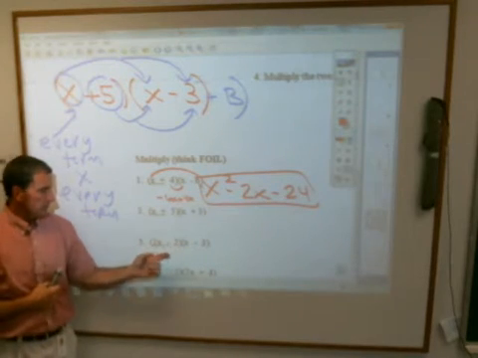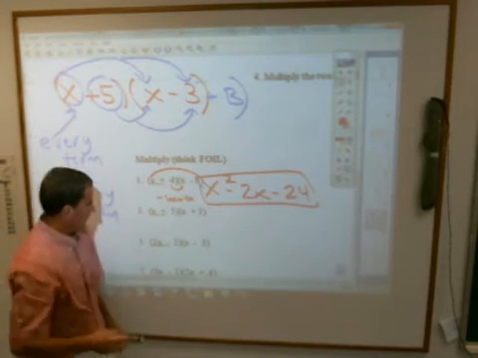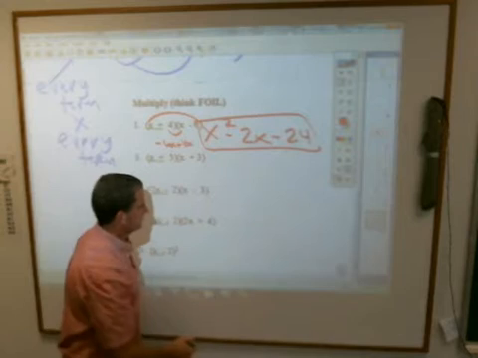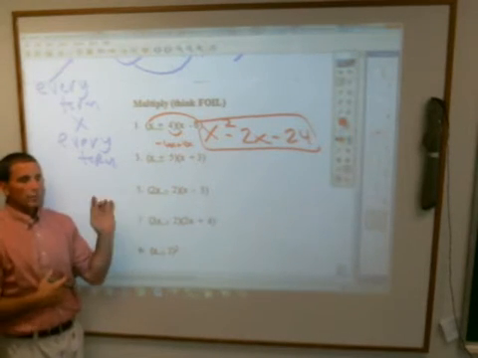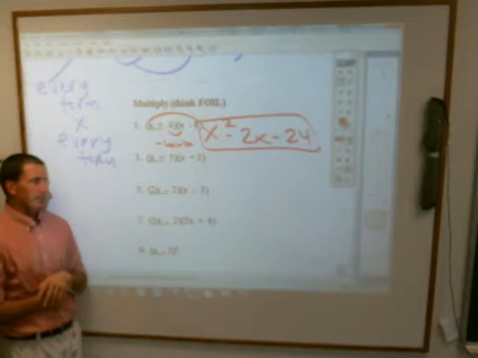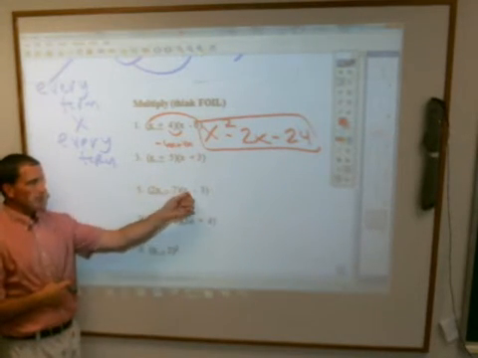Or you look at this one. Oh, that one's a little tougher. You haven't done one of those. Let's do that one. Let's just do this number 5 out. What is my first term going to be, Cameron? What do I get when I multiply the two first terms together?